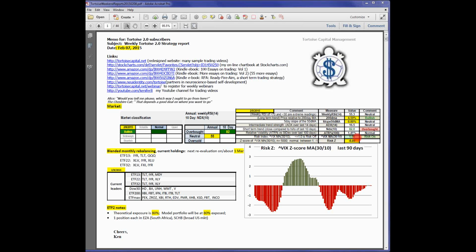We get that by computing the risk index of the last 5,000 days and take today's reading at 1.0 and compare it to that. That gives us the average and the standard deviation. And then we compute the Z-score of that, then display that as this 90-day histogram. And you can see that the volatility has been slowly getting squeezed out of this market right now.